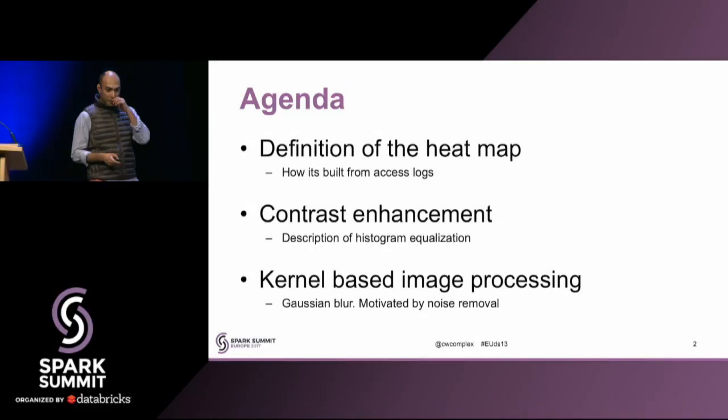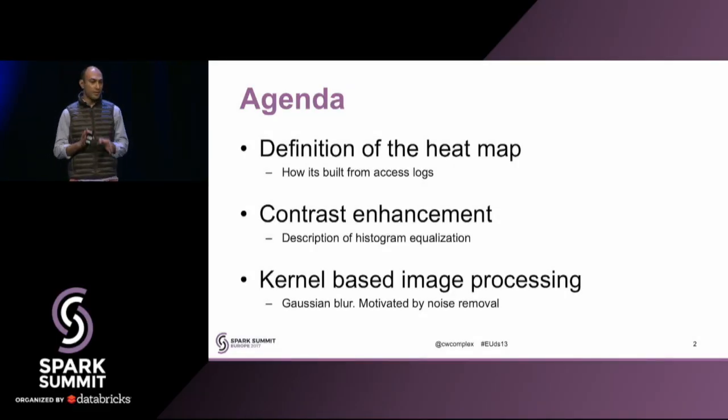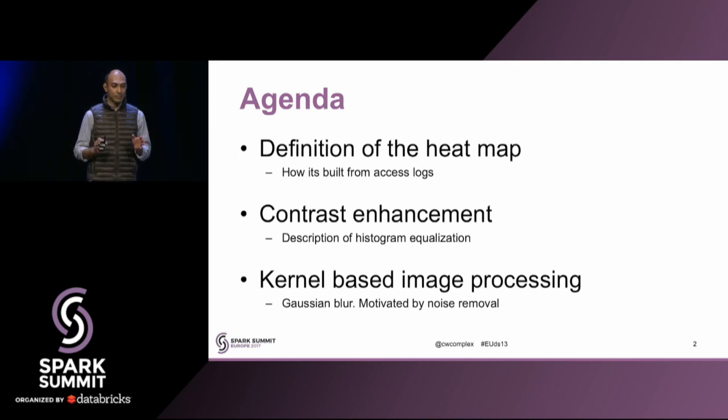So without further ado, in the first part, I'm going to define what I mean by heat map and how we build it from reverse geocode logs. In the second part, I will discuss contrast enhancement, culminating with a description of histogram equalization in Spark.